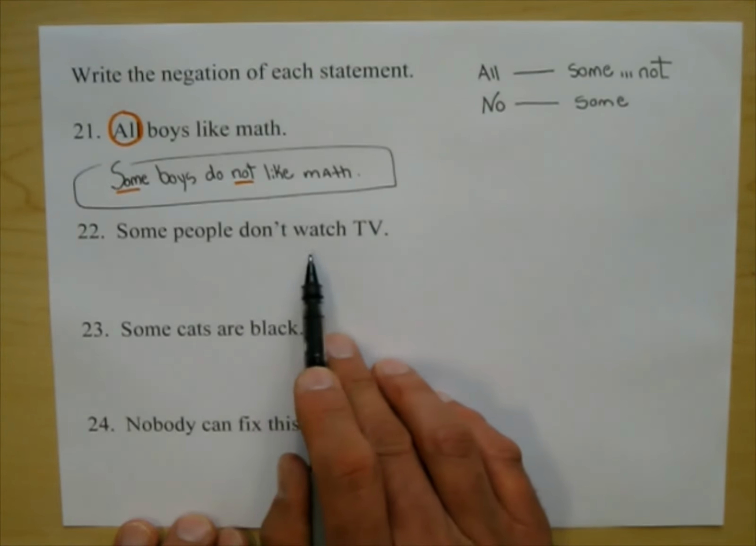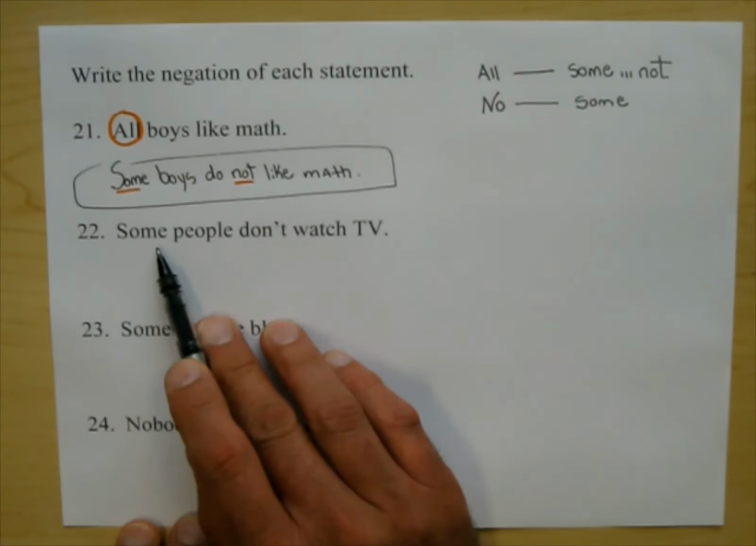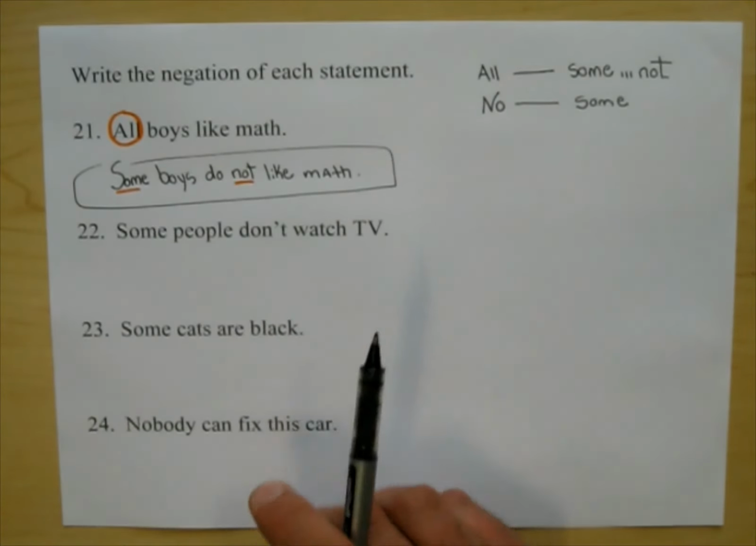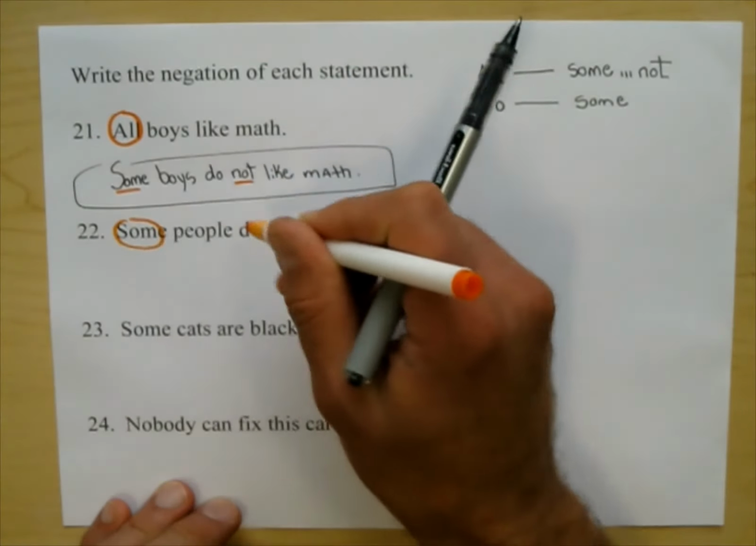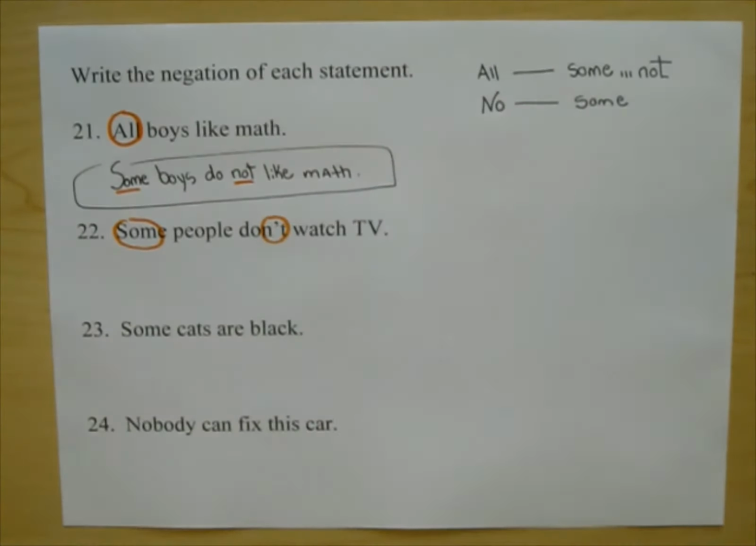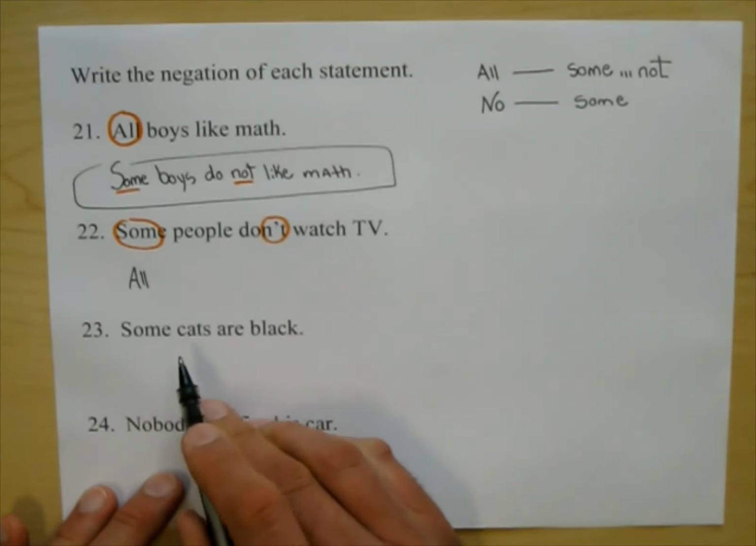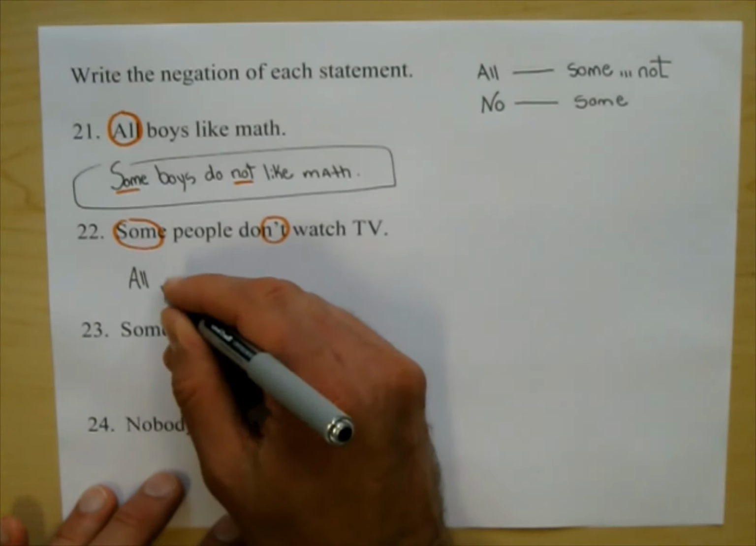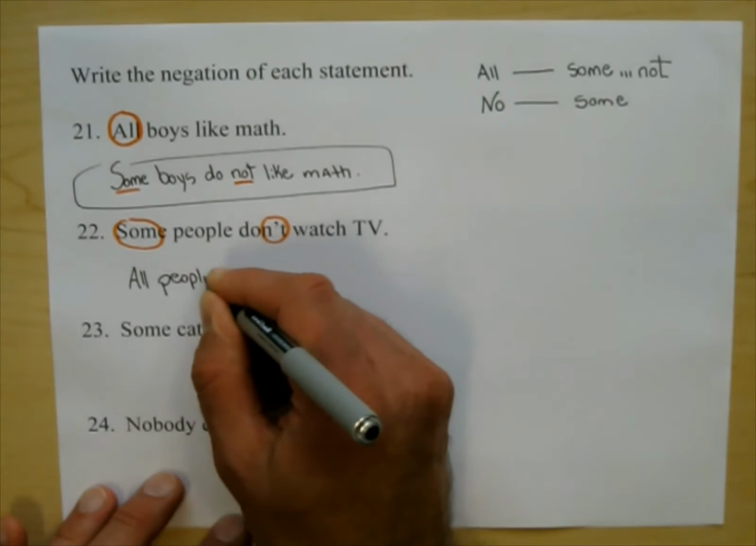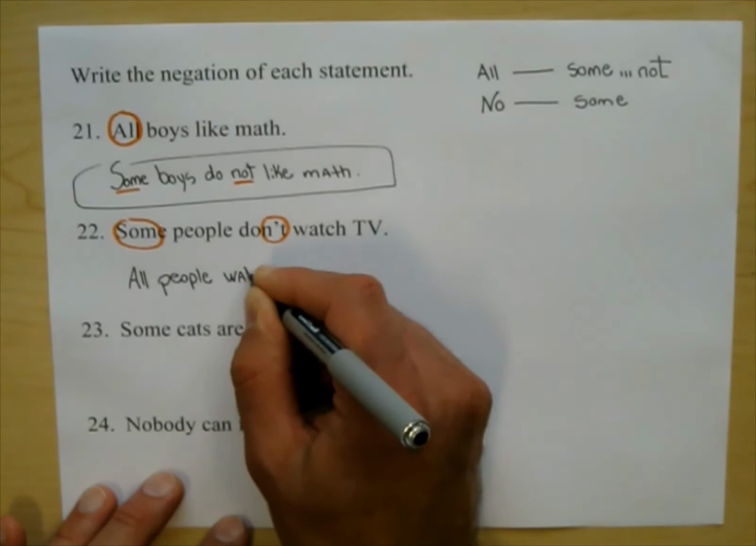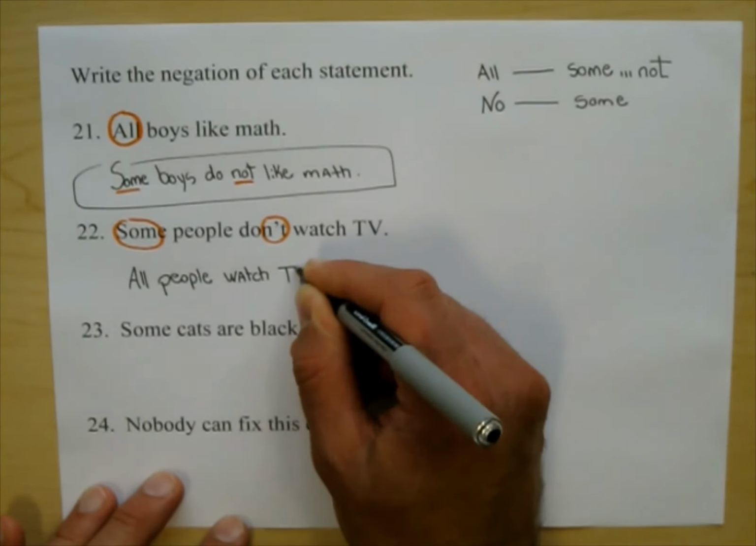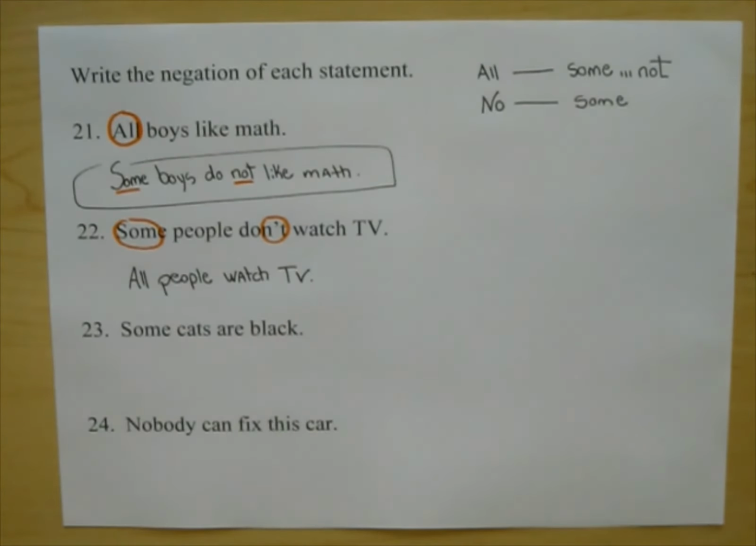Some people don't watch TV. So you have a some, and then down the line you have a not. So you have a some and a not. Some people don't watch TV, so I'm going to rip out those orange things, the some and the not, and replace that with an all. All people do watch TV, but you could just say all people watch TV. And there it is. The some and not got replaced with the all.